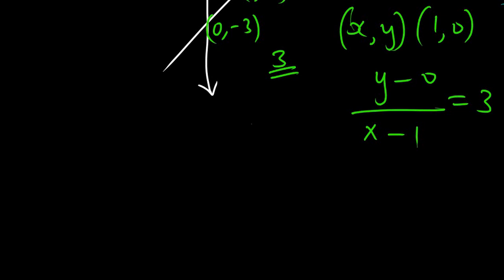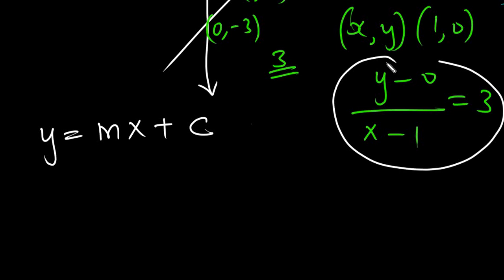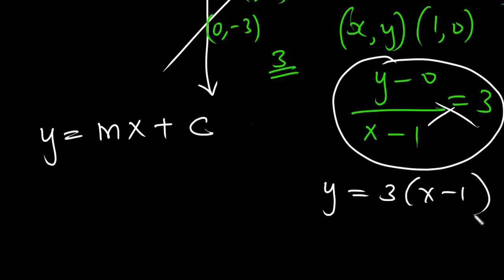There's one general equation of a straight line. Let me write it down here for you. An equation of a straight line should be in the form y = mx + c, where m represents the gradient. Let's make our equation here resemble this form. We can cross multiply, and we're going to have y = 3(x - 1).